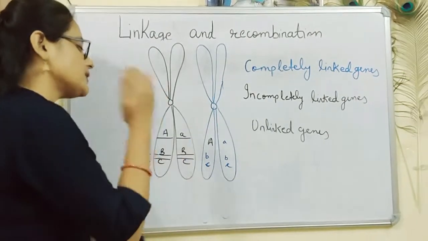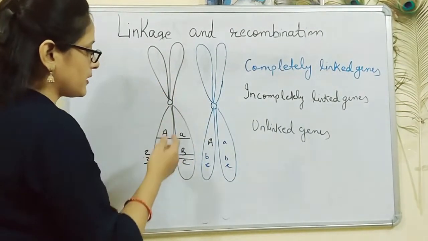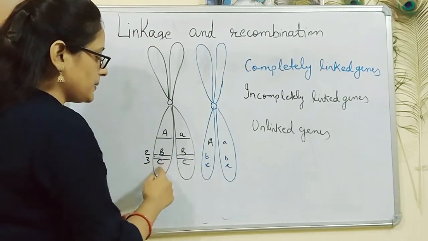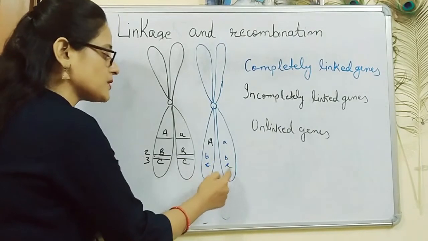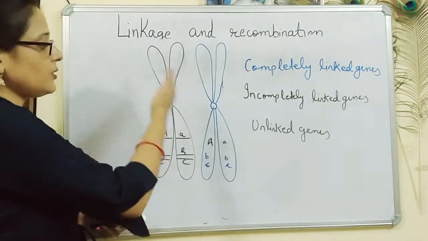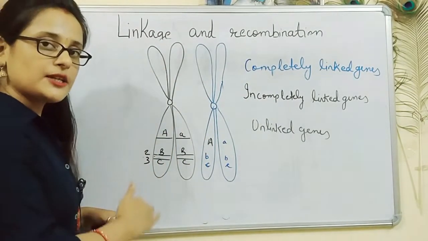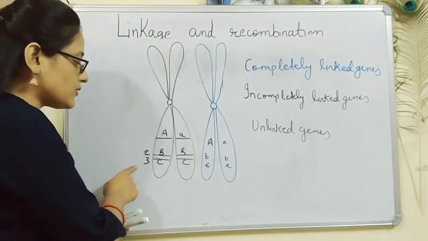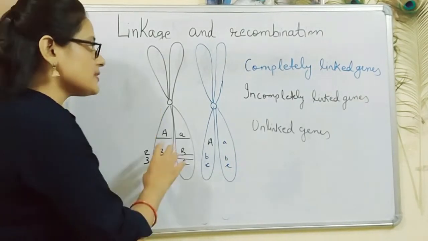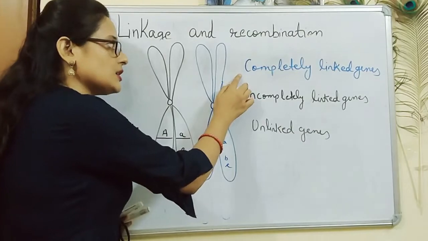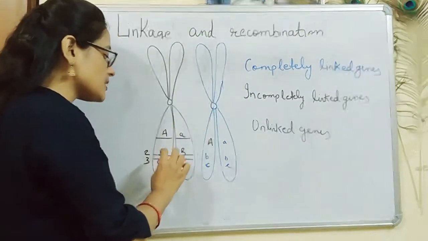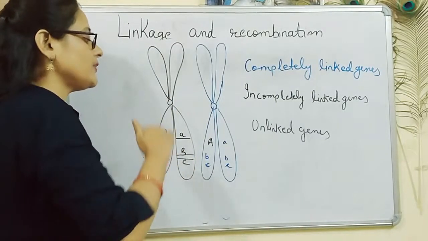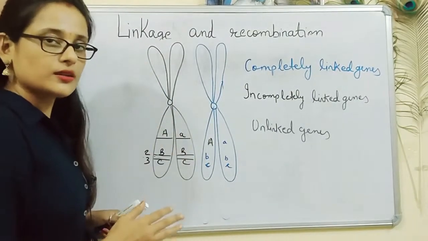So the gamete will have the same combination as that of the parent. The parent had combination capital B, capital C, small b, small c. This same combination will be seen in gametes also with respect to gene 2 and gene 3. So this case is called completely linked genes because their distance is very, very less and they will always travel together.